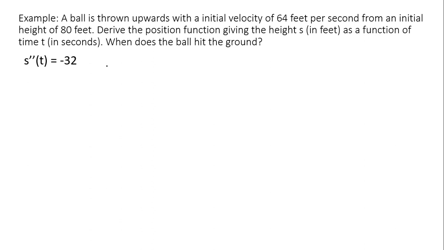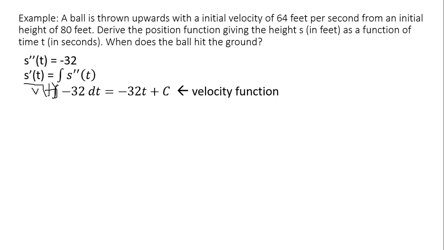So I have the problem up here. S double prime of t is negative 32. What I'm going to do is integrate that, because I want S prime of t. That's v of t in layman's terms. Just to remind you, that's the velocity. So if I integrate S double prime of t, I have the integral of negative 32 dt, because I'm in t's, is equal to negative 32 t plus c. So that's my velocity function now.